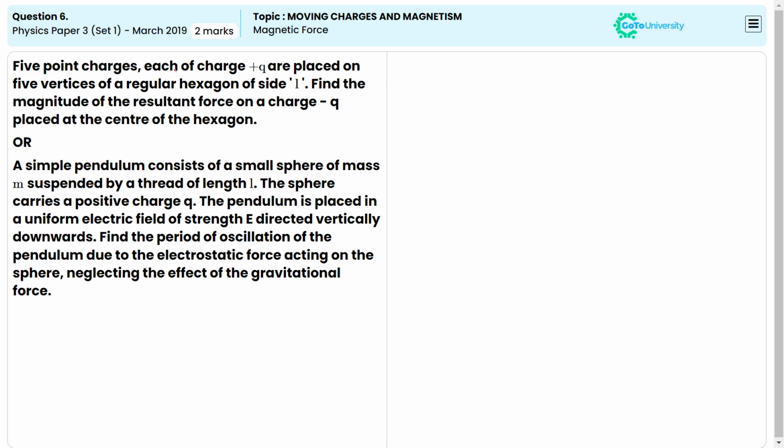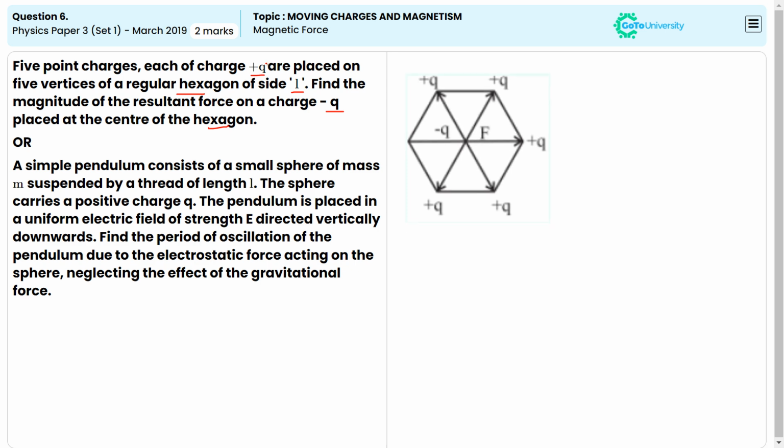Five point charges, each of charge plus Q, are placed on five vertices of a regular hexagon of side L. Find the magnitude of the resultant force on charge minus Q placed at the center of the hexagon. Okay, the hexagon is there, and the five point charges each have charge plus Q. We'll see the diagram here.